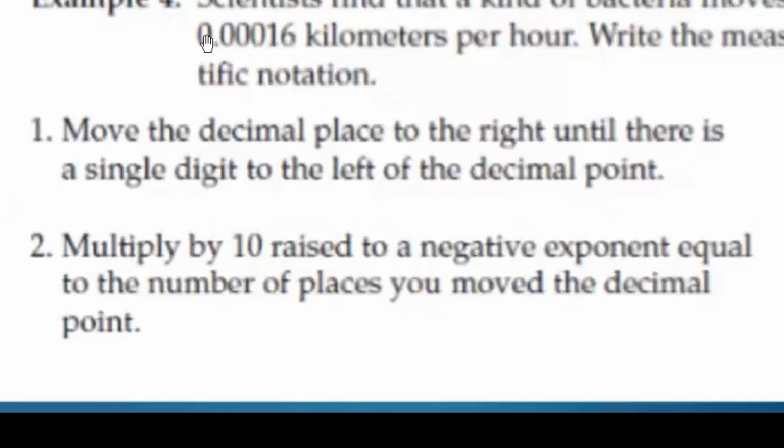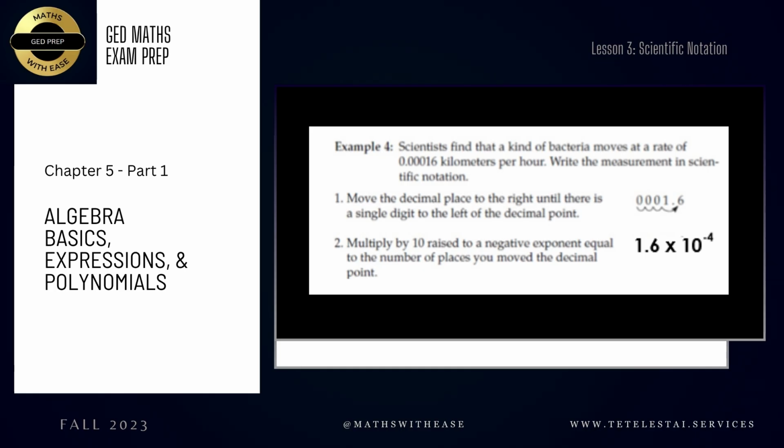We can see our decimal point clearly, right? So we're going to take that decimal point and move it 1, 2, 3, 4. We're going to stop here because now we have, you can think of it as a whole number, 1.6, okay? And then you ask yourself, how many places to the right did we move our decimal point? Well, we moved our decimal point 4 places over to the right.